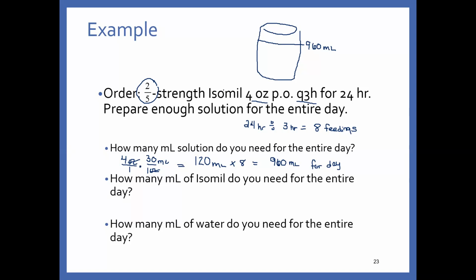So because the denominator is 5, I'm going to divide this into 5 sections. So 1, 2, 3, 4, 5. Hypothetically, they are equal sections. I know I didn't draw them exactly equal. Now, 2 out of the 5 are to the isomil. It doesn't matter which 2 you pick. I'm going to pick the bottom 2. I'm shading them in. And so 2 out of the 5, 2/5, is the isomil.